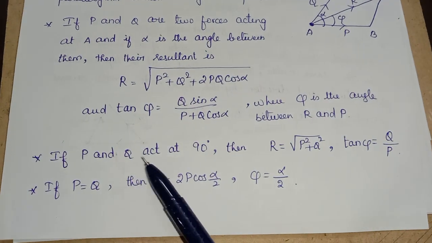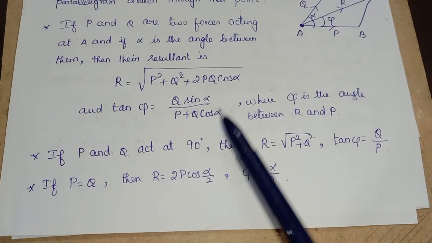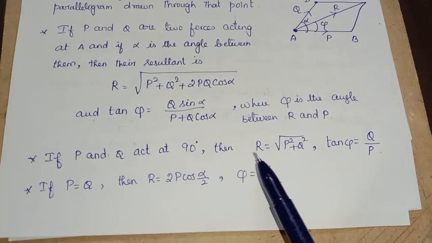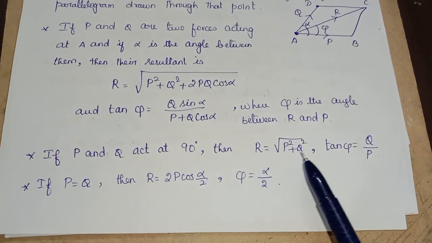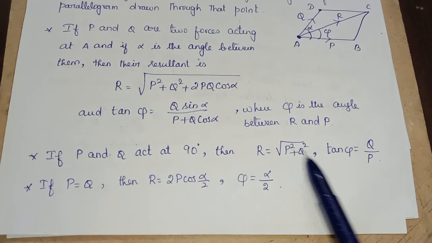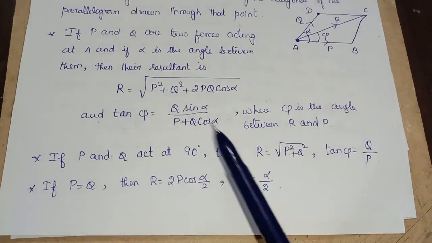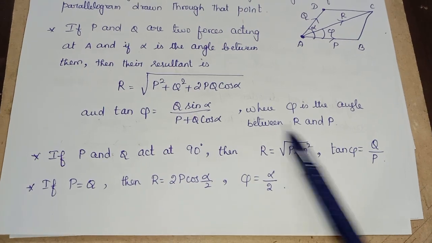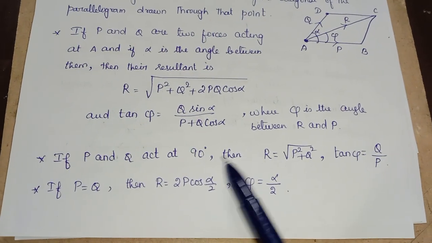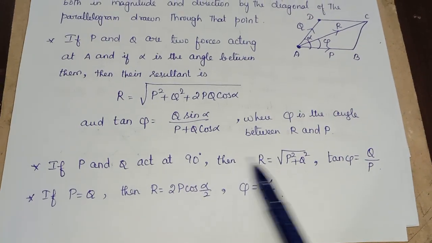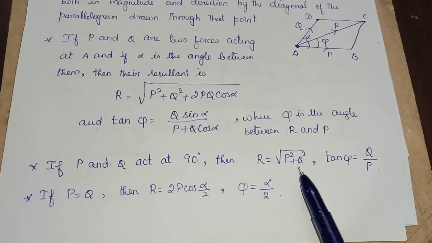Suppose P and Q are acting at right angles, then what happens here? Cos 90, no, cos 90 is what? 0. So simply R will become root of P square plus Q square, and this tan phi will become Q sin 90, no, sin 90 is what? 1. So Q by, here this Q cos alpha again becomes 0, so Q by P. So these results are derived from the general result. So this is the first case when the forces are acting at 90 degrees.